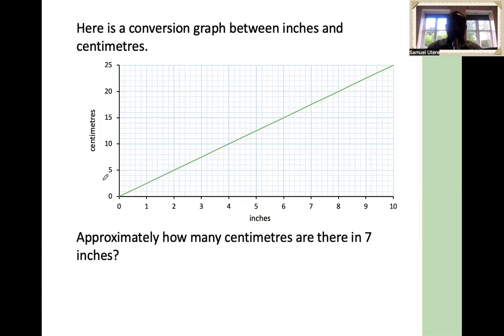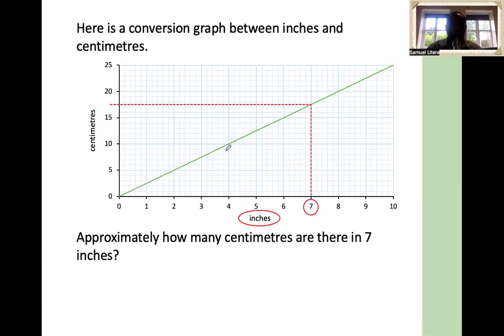Approximately how many centimeters are there in 7 inches? So first, remember, you need to be able to read the scale on the axis of a graph. So you go to 7, and remember, we're talking about inches. So you look for 7, you draw a dashed line to meet the line graph. And then next, you extend that line horizontally to meet the vertical axis.